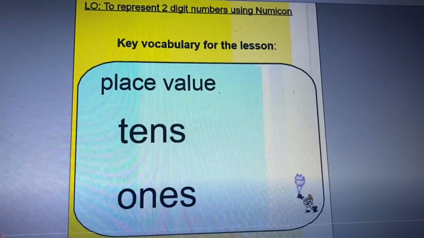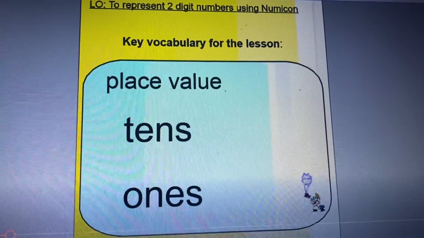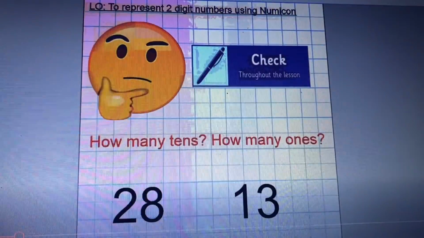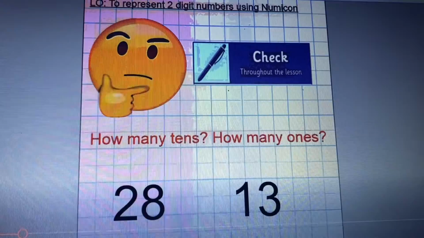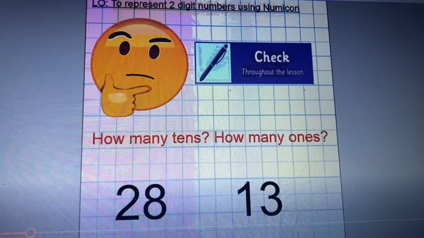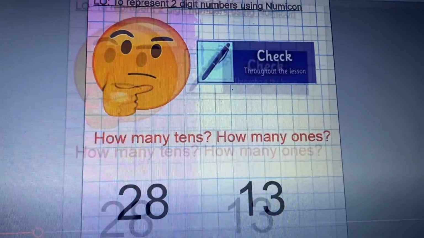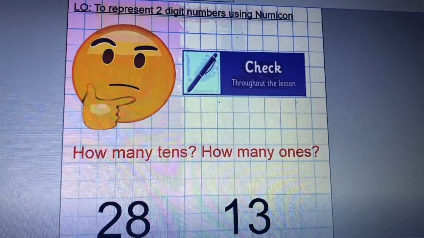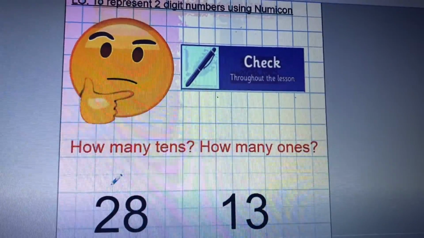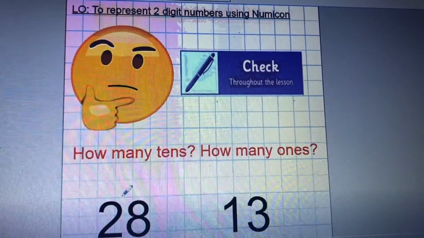Within two-digit numbers, they are split with tens and ones. A quick check. So, how many tens and how many ones are in these numbers below? Pause the video now and have a little go. Well, you tell me, what is this number here? Well done, 28.